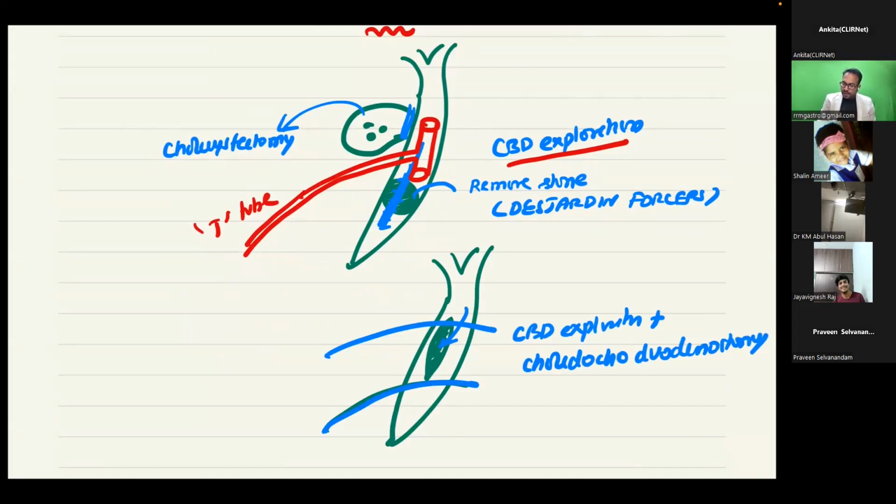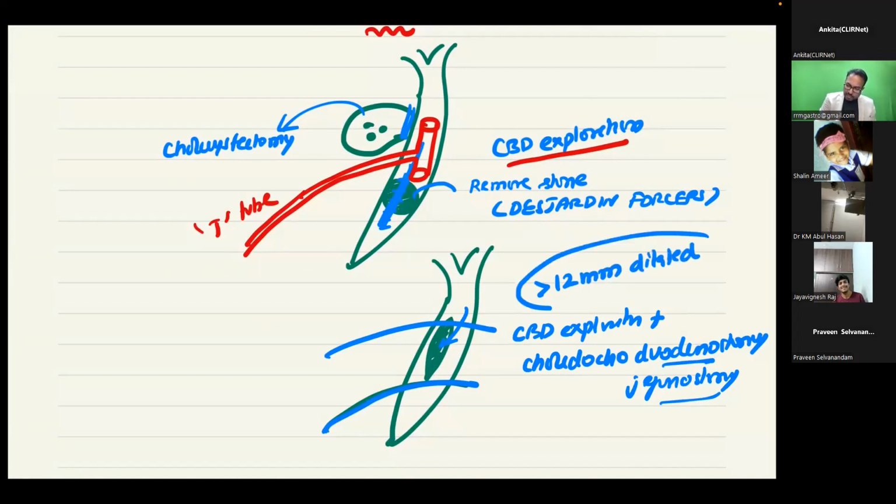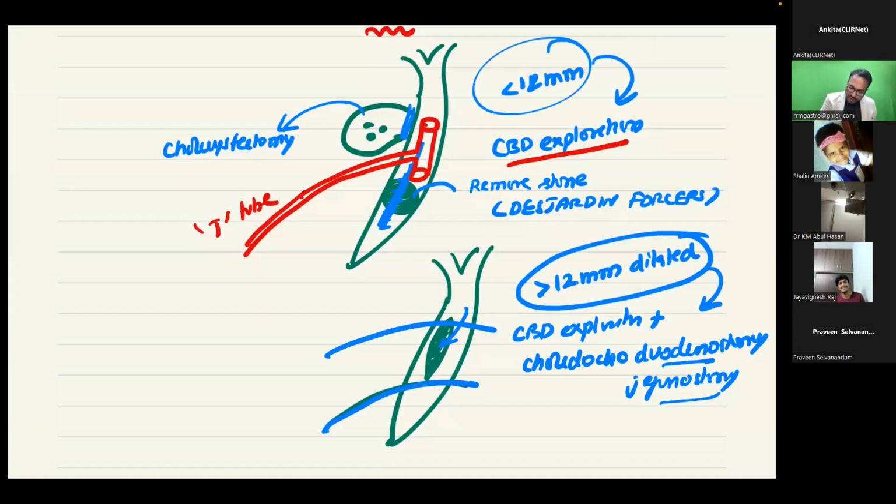Choledochoduodenostomy or choledochojejunostomy can be done. In this case, there are no such problems of a T tube, etc. But this is done only when the bile duct is more than 12 mm dilated. So for bile ducts more than 12 mm dilated, we go for this procedure. For less than 12 mm dilated bile ducts, we go for the old procedure I told you. So it all depends upon the bile duct dilatation.